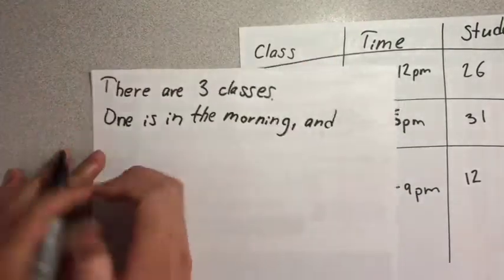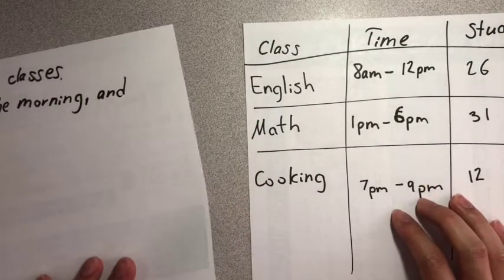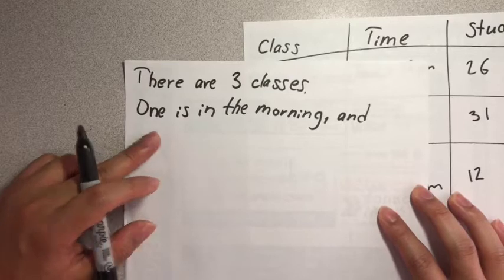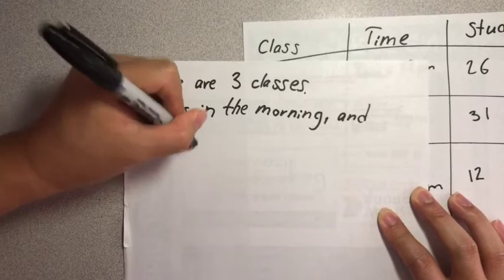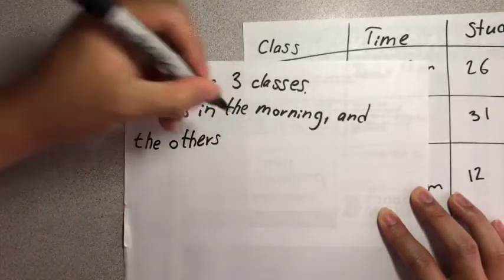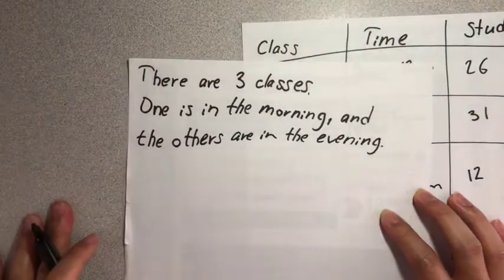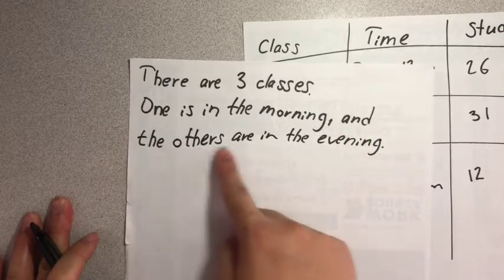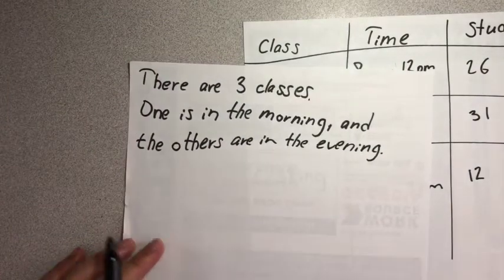And so one class is in the morning, and we have two classes that are in the evening. Because we have two classes, there's more than one, we say the others. The others are in the evening. There are three classes. One is in the morning, and the others are in the evening. That's how we use one and the others.